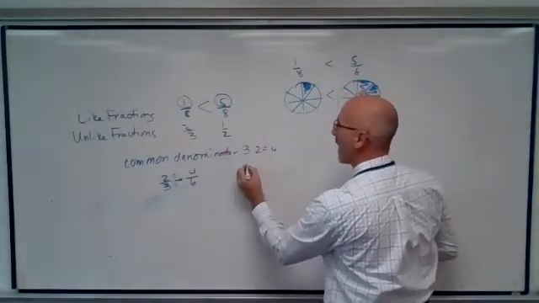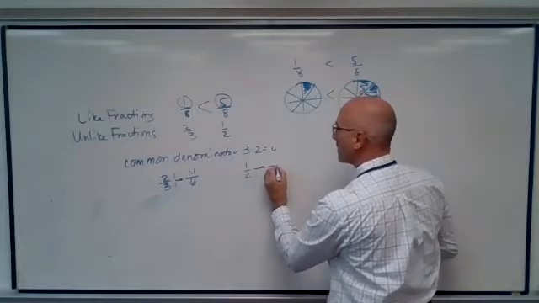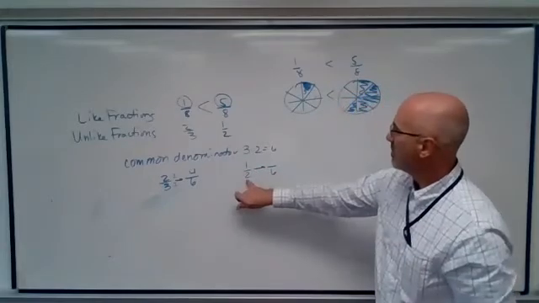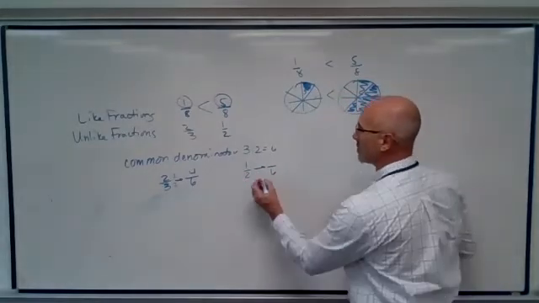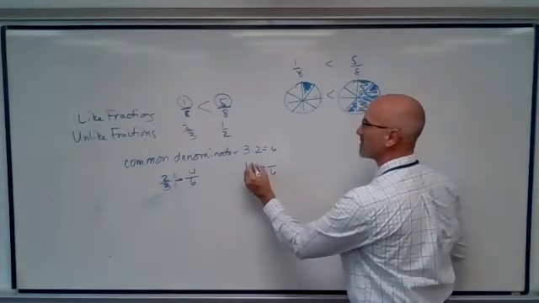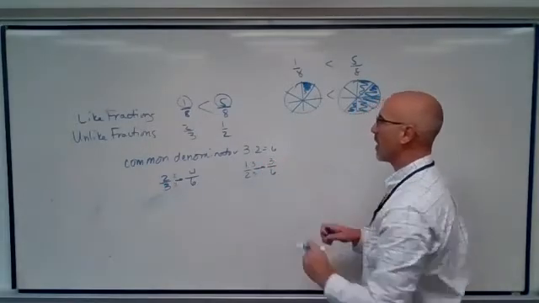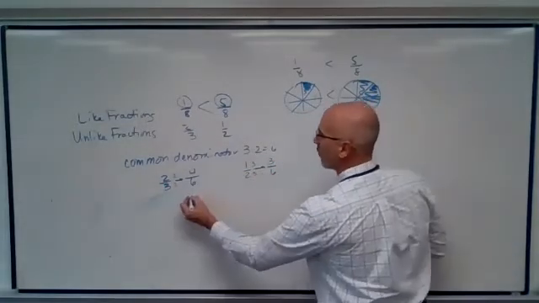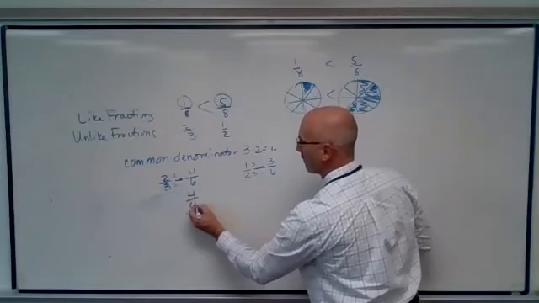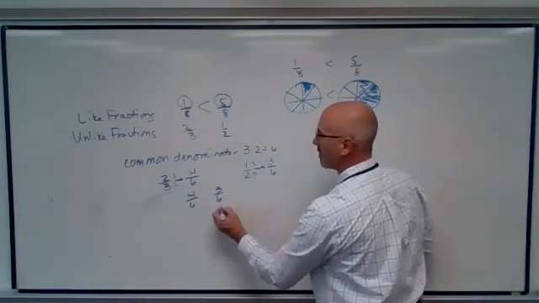Now we take 1/2. We want to get that into something over 6. For 2, we need to multiply by 3 to get 6. So we're going to do the same thing with our numerator. So now we are comparing 4/6 and 3/6.